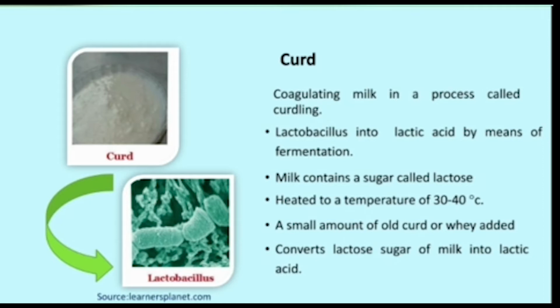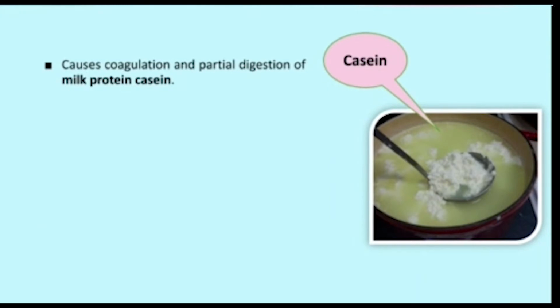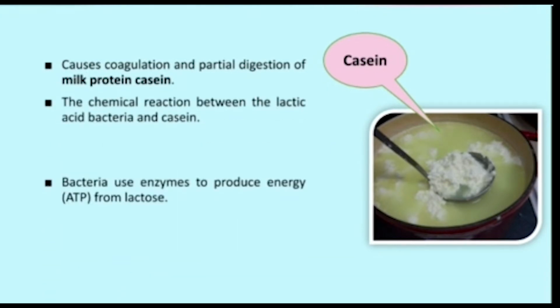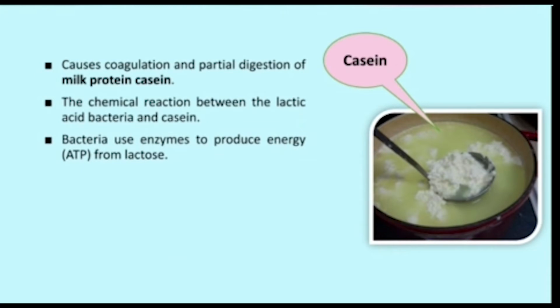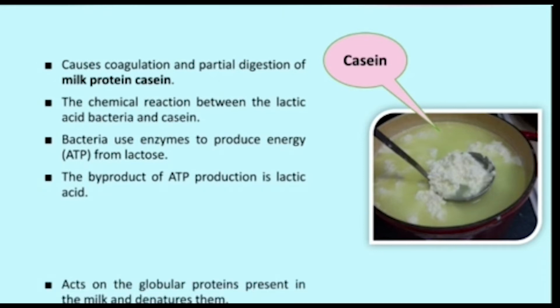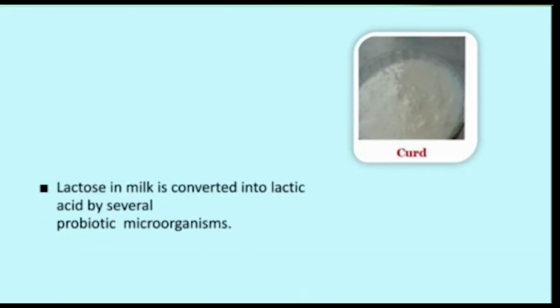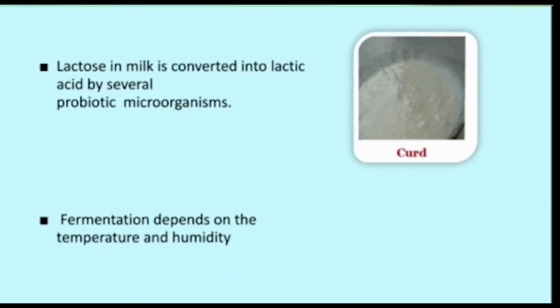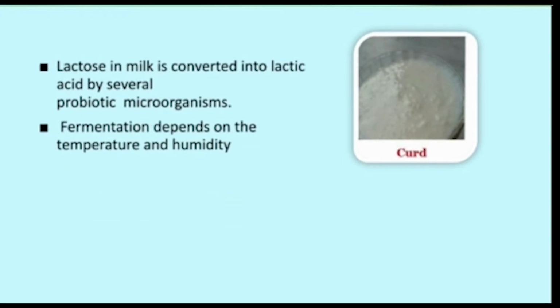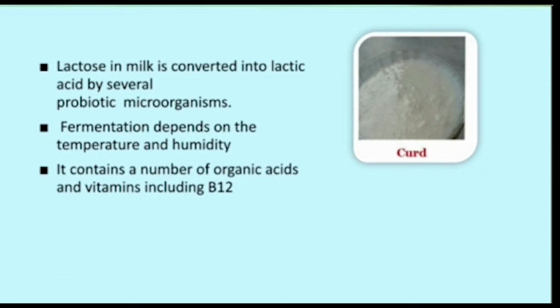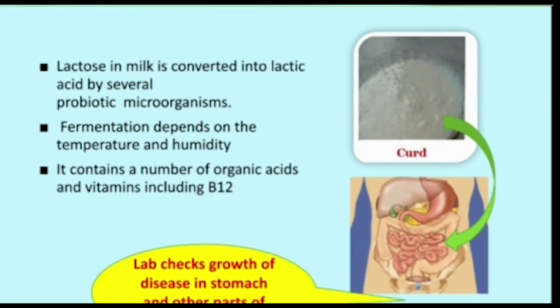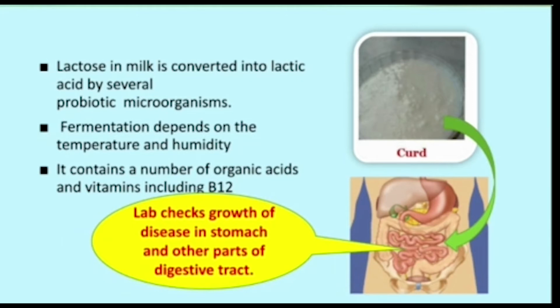It causes coagulation and partial digestion of the milk protein casein. The curd forms because of the chemical reaction between the lactic acid and casein. During fermentation, the bacteria use enzymes to produce energy from lactose. The byproduct of ATP production is lactic acid. Lactic acid acts on the globular proteins present in the milk and denatures them. Lactose in milk is converted into lactic acid by several probiotic microorganisms. Fermentation depends on the temperature and humidity. It contains a number of organic acids and vitamins including B12. Lactobacillus checks the growth of disease-causing organisms in the stomach and other parts of the digestive tract.